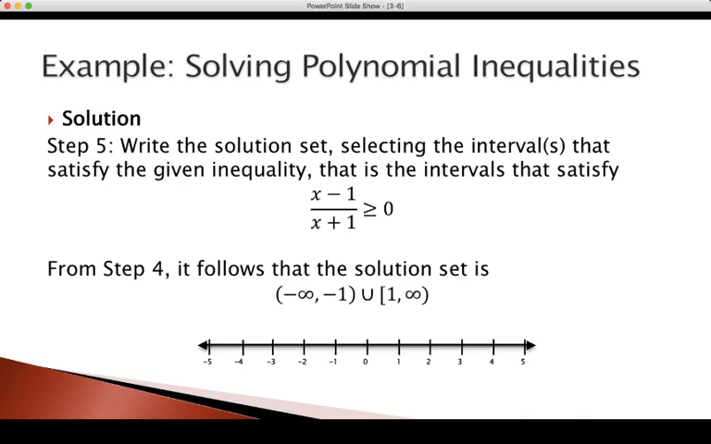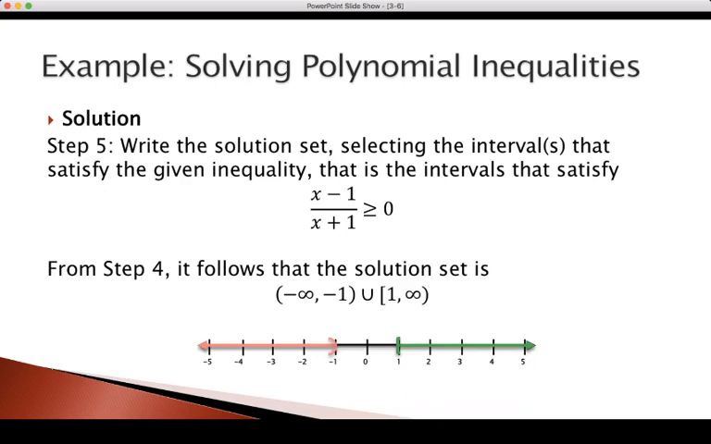We have our number line. We have our first interval, negative infinity to negative 1. Notice the use of the parenthesis at negative 1. That means the solution set contains all of the negative numbers less than negative 1, but not including negative 1.